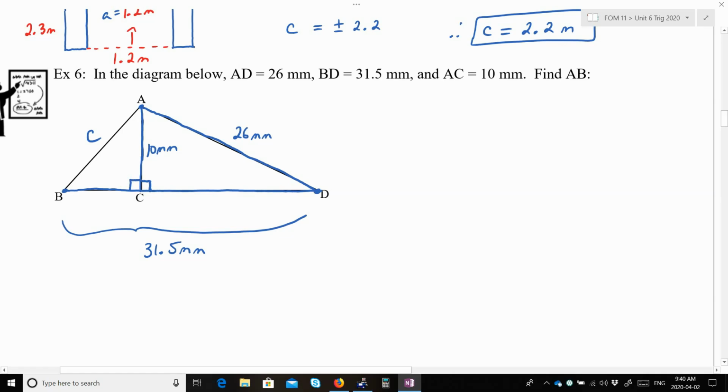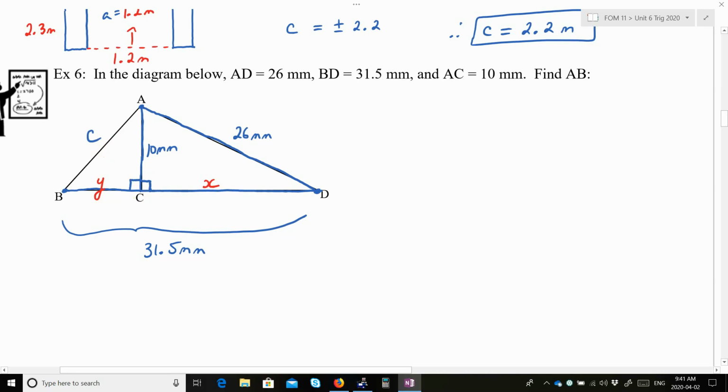So our plan of attack is this. We're going to use the triangle on the right here to figure out this length here from C to D. We'll call it X. And then since we know that the whole big length is 31.5 millimeters, I'll go 31.5 millimeters minus that X that we get, so that we can get this side, BC, we'll call it Y. And then once we have BC and the 10 millimeter side there, we can go A squared plus B squared equals C squared in the 90-degree triangle on the left.